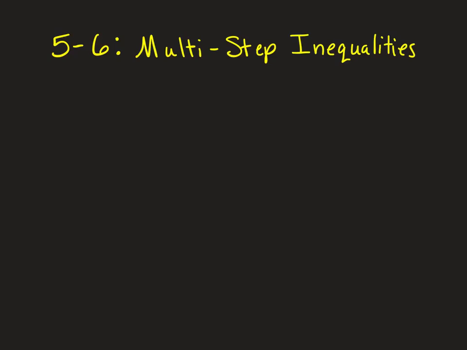Lesson 5-6 is about solving multi-step inequalities. We're going to include two-step inequalities and inequalities that have some simplifying before solving. These work just like equations, with the only exception being that if you multiply or divide both sides by a negative, then you will have to flip your inequality symbol. So we're going to solve these problems.